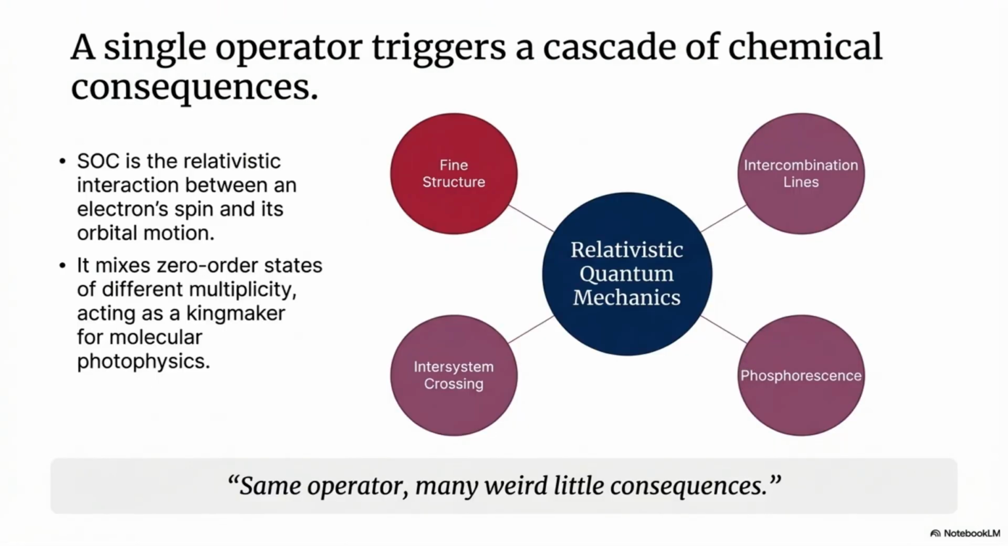SOC is the relativistic interaction between an electron's spin and its orbital motion. This single operator acts as a "kingmaker" in molecular photophysics by mixing states of different multiplicity. Its consequences include fine structure, intercombination lines, intersystem crossing, and phosphorescence.